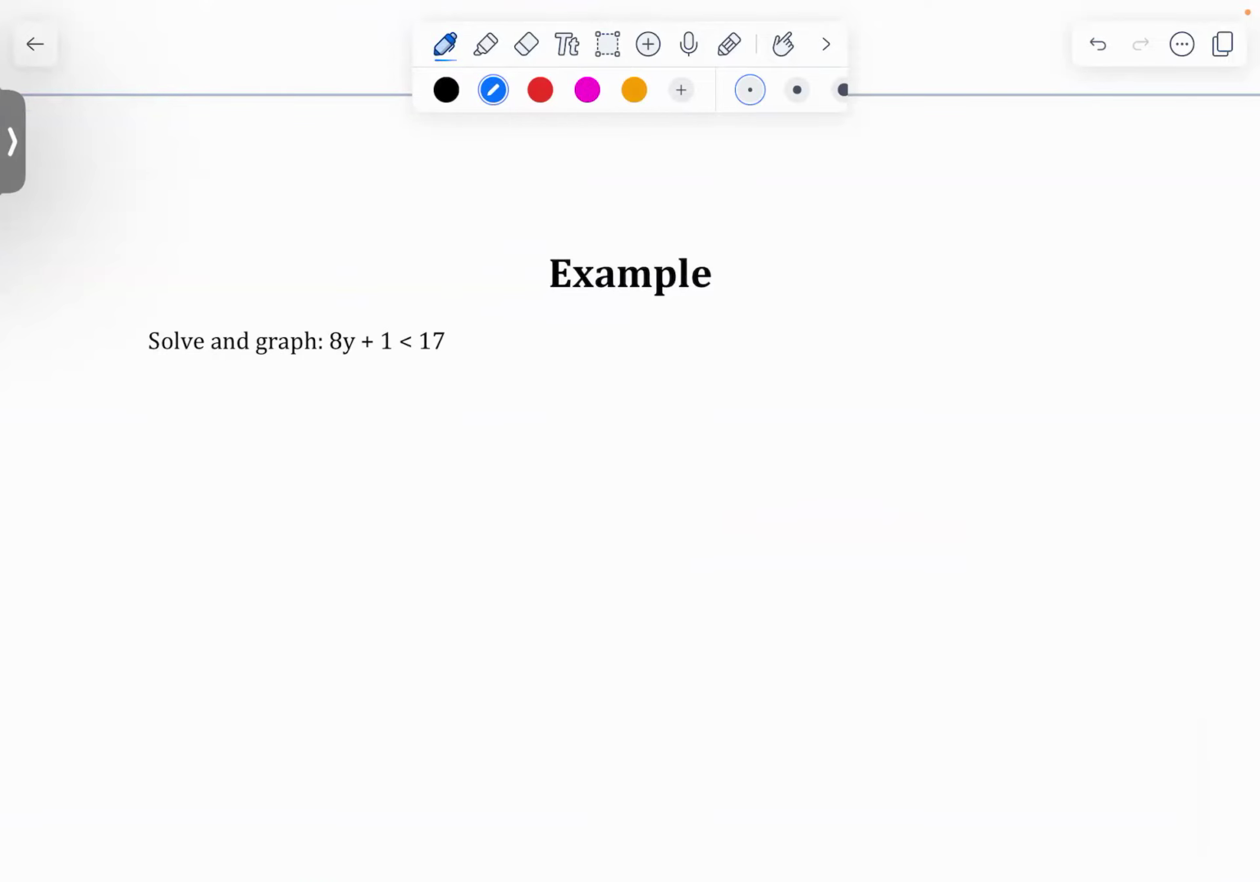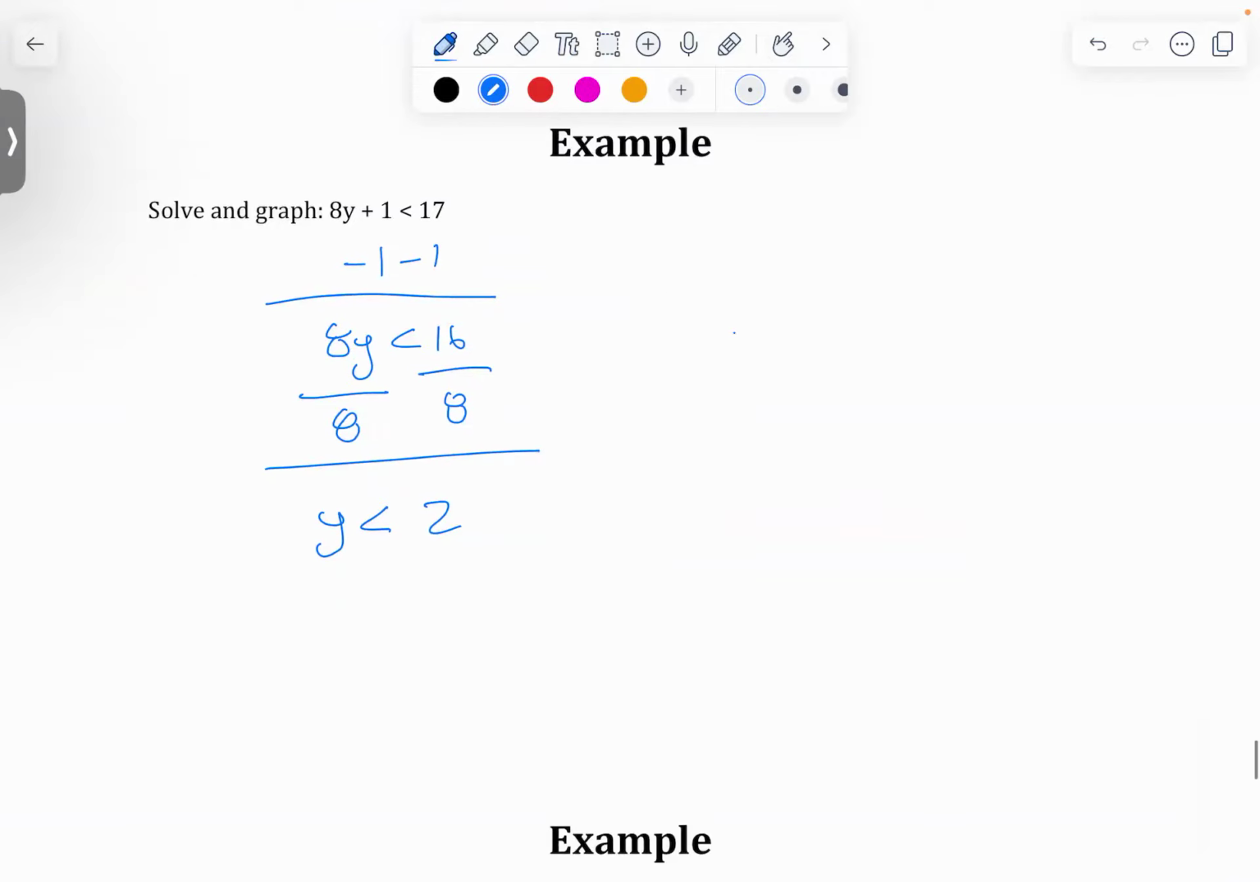8y plus 1 less than 17. So minus 1. Divide by 8. Also, be aware, you can't graph this. This is nothing. I can't graph it until it is solved. You have to wait until you get this down to an actual equation, y equals 2. So make sure that you wait until you solve it before you attempt to graph it.